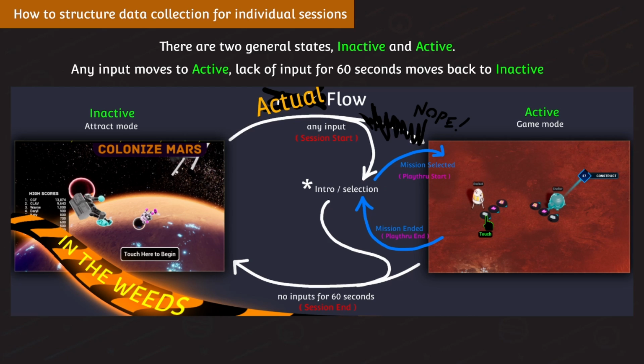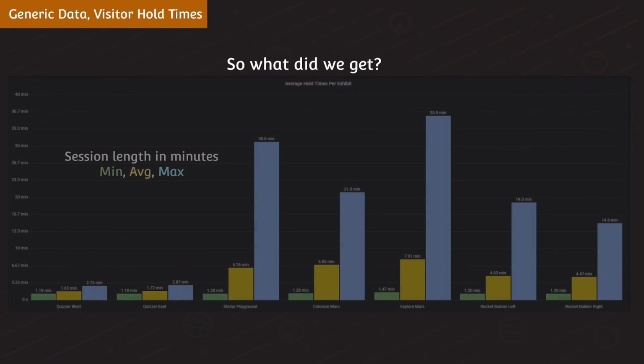But we did start to refine what is the difference between a session and a playthrough. There could be multiple playthroughs in one session, and a session is ideally one group, say, for example, a family of visitors all together. So we could record the time between start and end of each session and each playthrough within it. So what did we actually get?